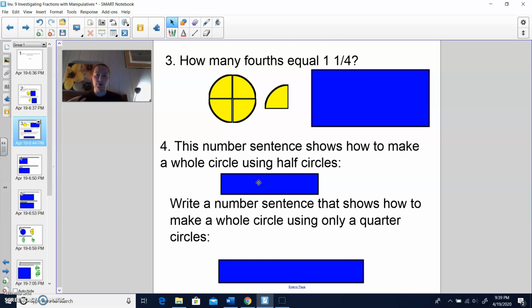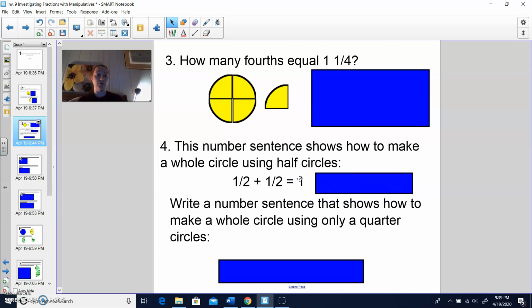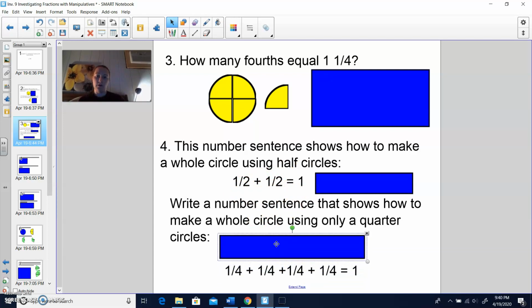Number 4. This number sentence shows how to make a whole circle using half circles. Okay, so a number sentence that shows a whole circle using halves. So 1/2 plus 1/2 equals 1 whole. Your job is to write a number sentence that shows how to make a whole circle using quarter circles. So this same kind of idea that's here, except instead of halves, use quarters. So pause and go ahead. Okay, and you should have had 1/4 plus 1/4 plus 1/4 plus 1/4 equals 1 whole, because we have 1, 2, 3, 4 fourths to get 1 whole circle.